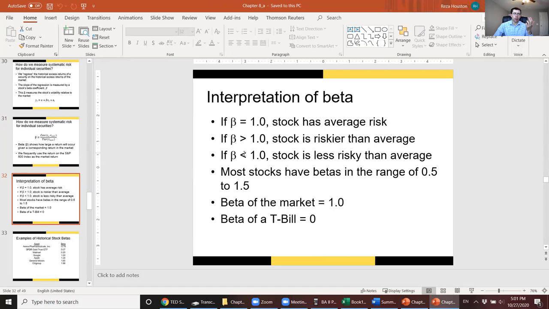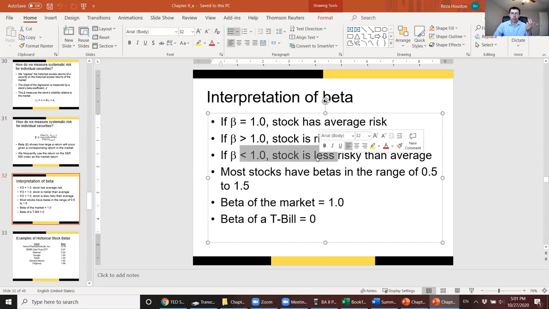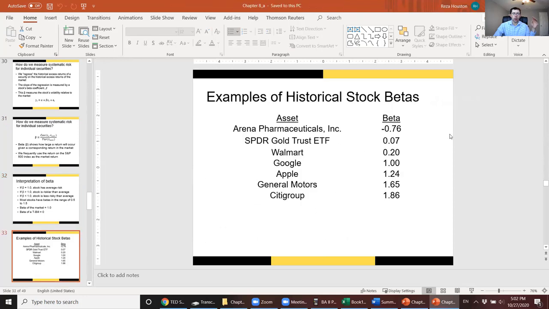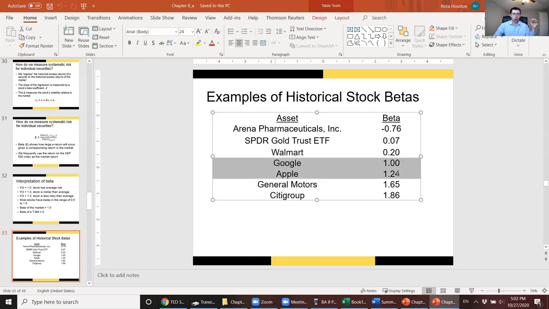You can have betas of less than one, and that indicates that the stock is less risky than average. You can have a beta of one, indicating that the stock has exactly the same level of risk as the overall market. The beta of a T-bill is zero. The beta of the S&P 500 is one. And here are some recent examples of stock betas. So Google and Apple, they're pretty well diversified. They have betas close to one.